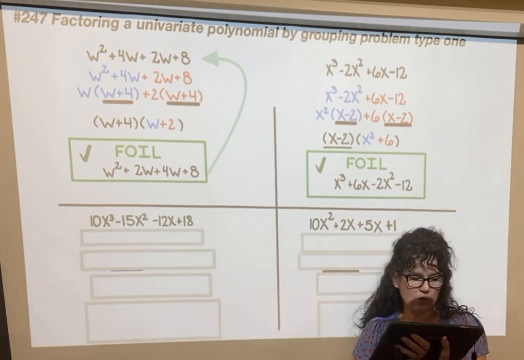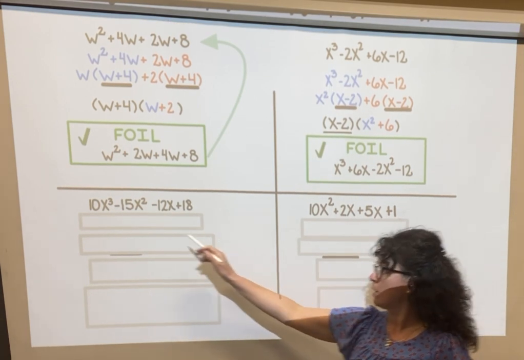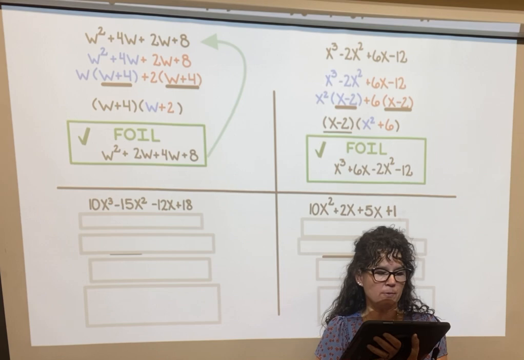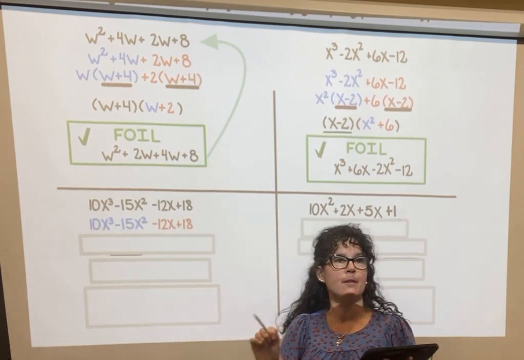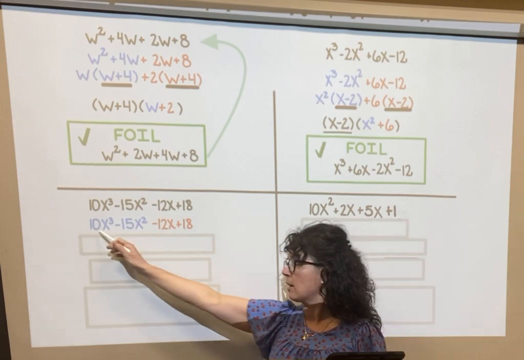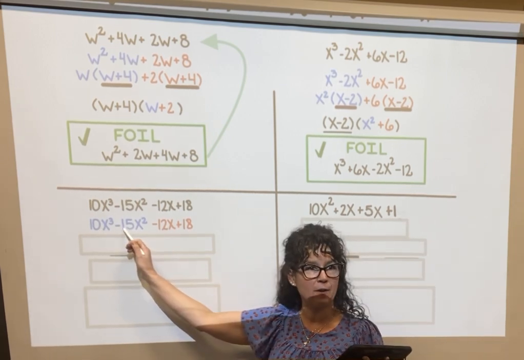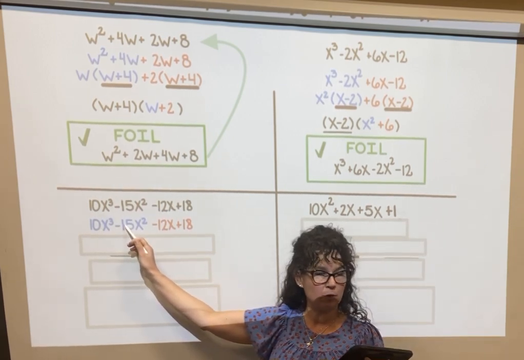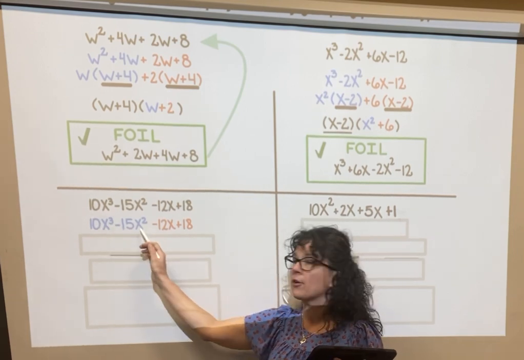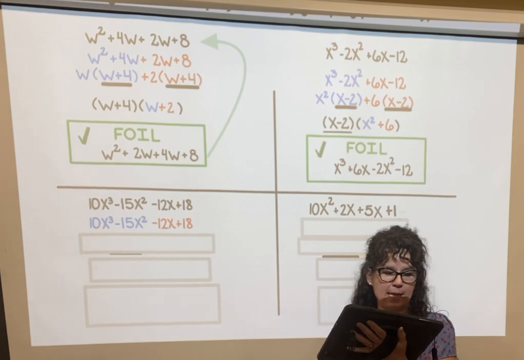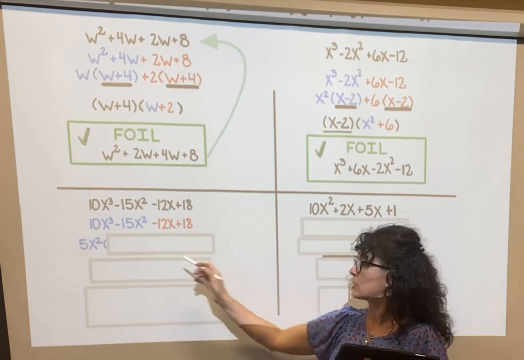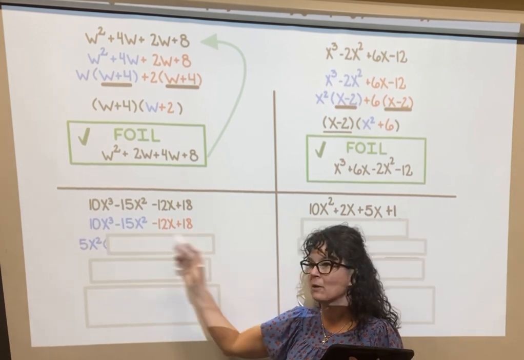Okay, so for these, I'm going to group the front two. So I've got my blue ones in the front and my red ones in the back. What's in common to 10 and 15 is 5, because 5 fits into both of those. And then for x to the third and x squared, they both have an x squared. So I'm going to take out a 5 and an x squared, and I want to write down what's left over.